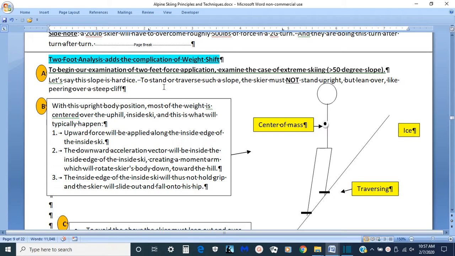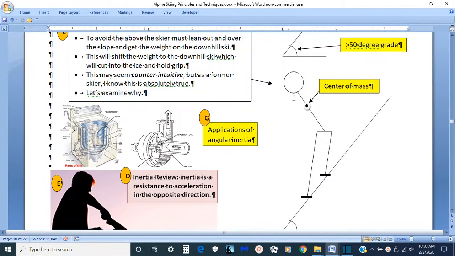Now, to stand or traverse such a slope, the skier must not stand upright. So you see this person standing upright, right? That's what I thought you do. I didn't know any better. The first time I skied it, no one taught me. So you can't stand upright. You have to lean over like you're looking over a steep cliff. It seems more scary at that steep. You have to peer over like you're leaning over a cliff, about to fall over. But this keeps you safe.